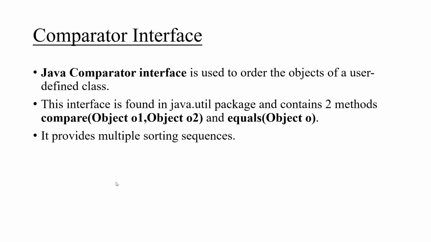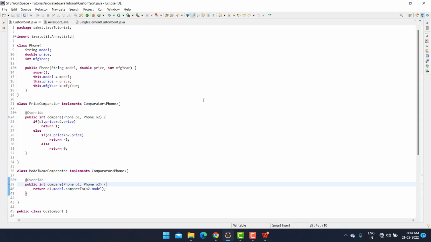So the Comparator interface is also used to sort the elements of a user-defined class. The only difference is that it provides multiple sorting sequences and it has two methods. One is compare and another one is the equals method. Now let us see a program for the Comparator interface.